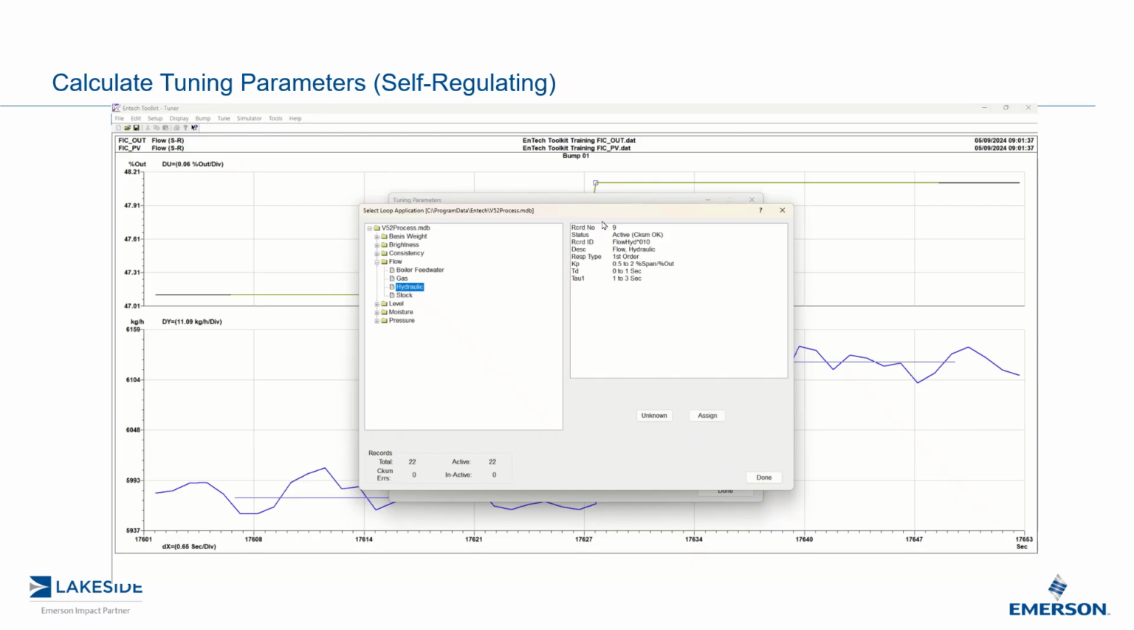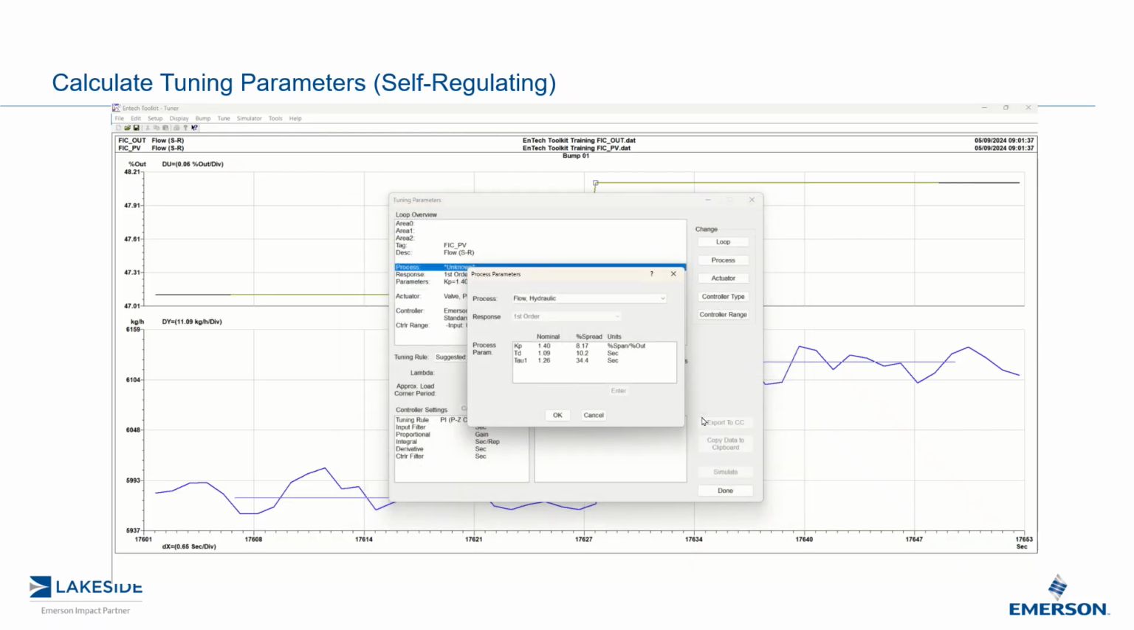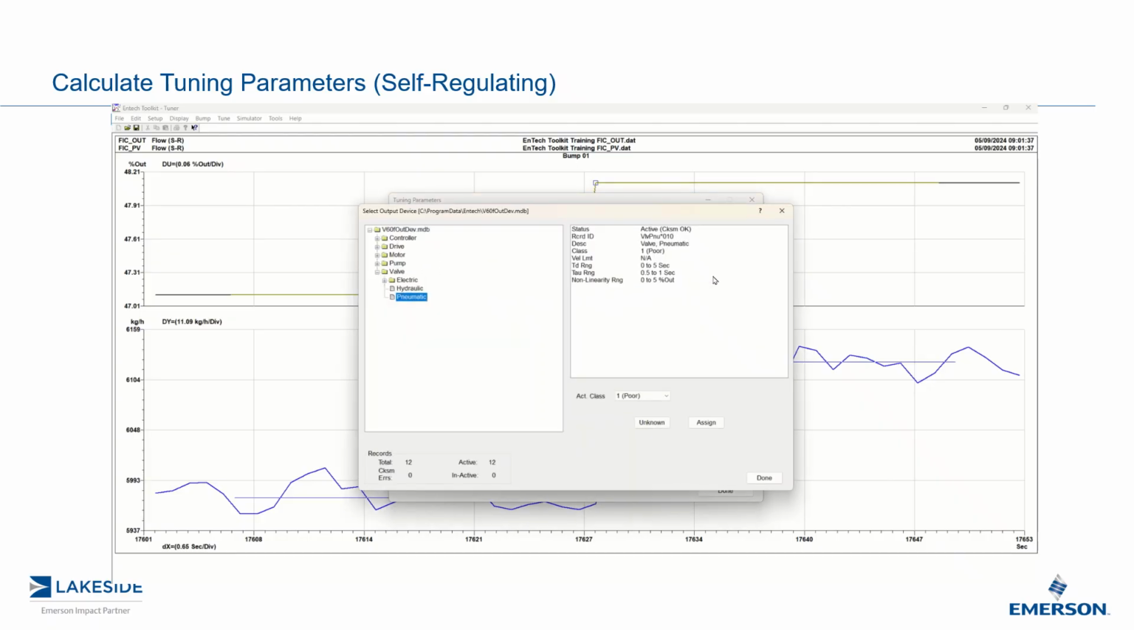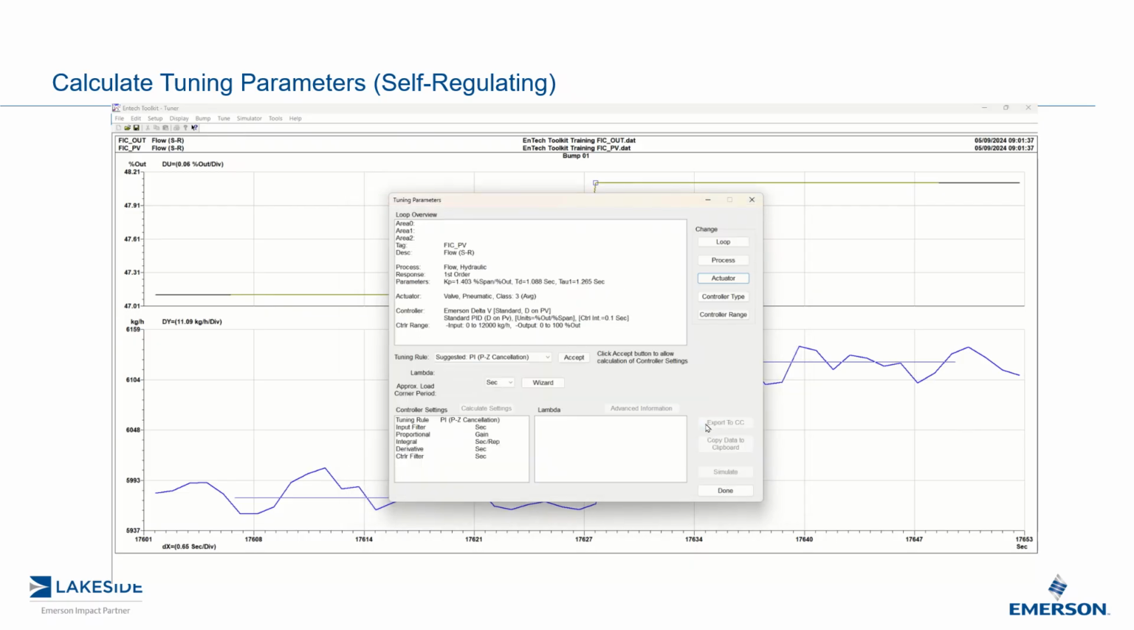Hydraulic means incompressible fluid as opposed to a gas. You can assign it here, you don't have to do that. Next thing you want to do, you see there your dynamics. Now they've been converted to percent of span. Actuator, again, you don't have to do this, but it may have impact if you want to tune your control loop more aggressively. Here we're saying it's a pneumatic valve, and we're saying that it's average, average meaning precise sizing and so forth.